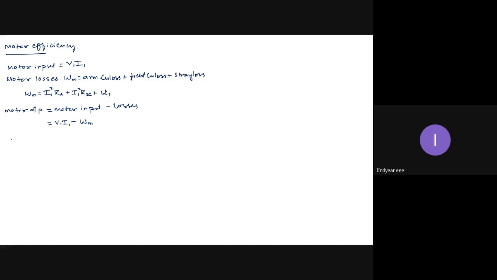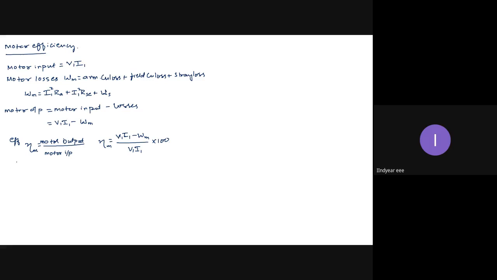So efficiency, eta m, is equal to motor output divided by motor input. So eta m is equal to V1 I1 minus Wm, divided by V1 I1, into 100. So this is the motor efficiency.